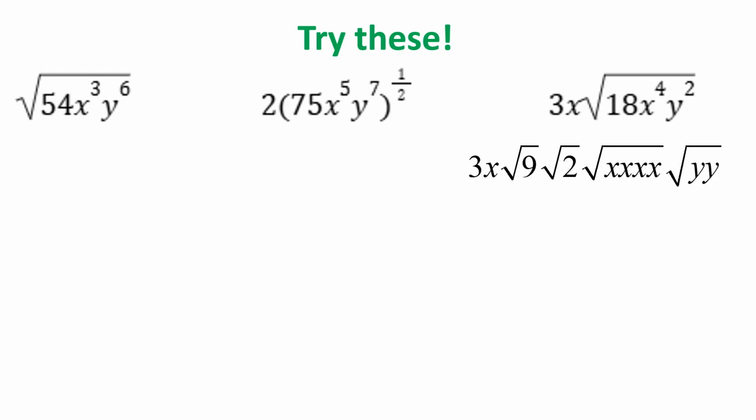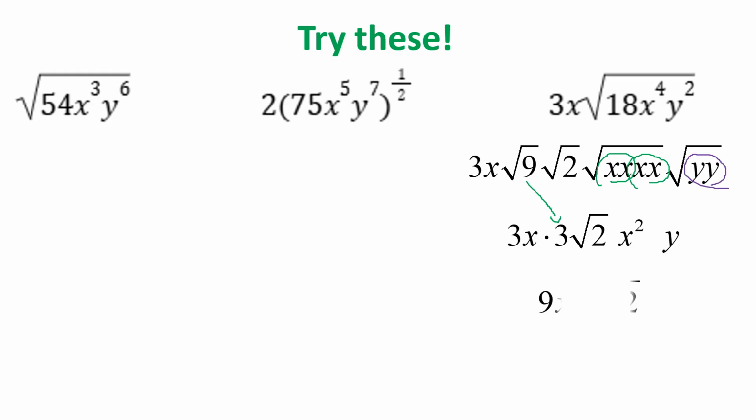3x times the square root of x, 18x to the fourth y squared. All right, so I can break 18 down to 9 times 2, and I have 4 x's under the radical and 2 y's. The square root of 9 is 3. I'm going to bring down the 2. I can take out 2 groups, so I have x squared. And here on my y's, I can take out 1 group, so I just have y.